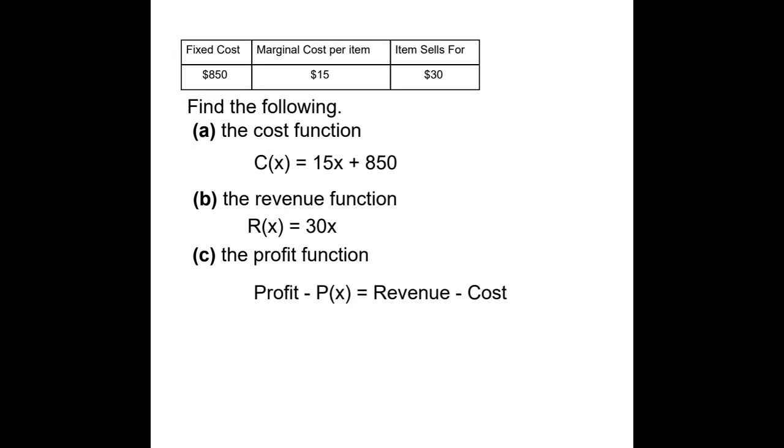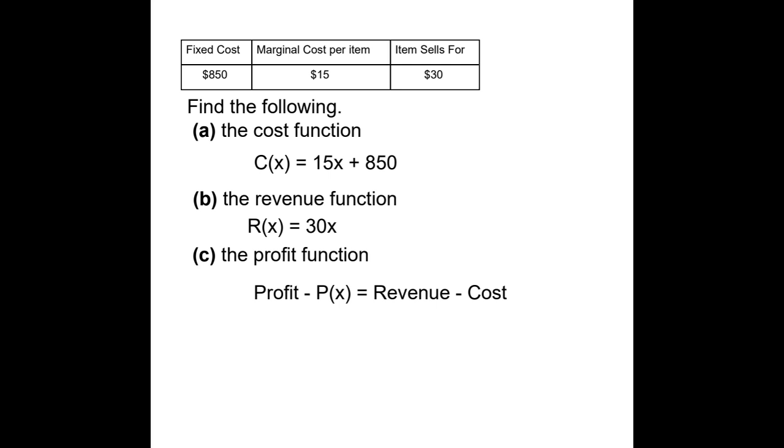First, we label it as P of x. This is going to indicate that we're dealing with a function. And the formula or the definition for profit is revenue minus cost. So for instance, the amount of money that a company made minus whatever it cost to make that item is that money left over, that extra money.